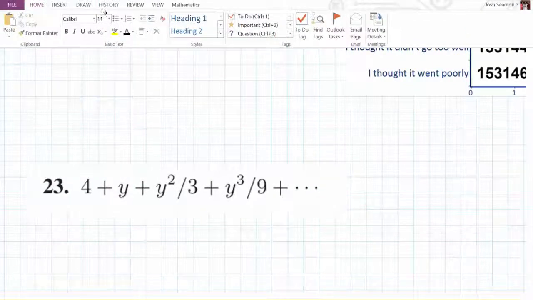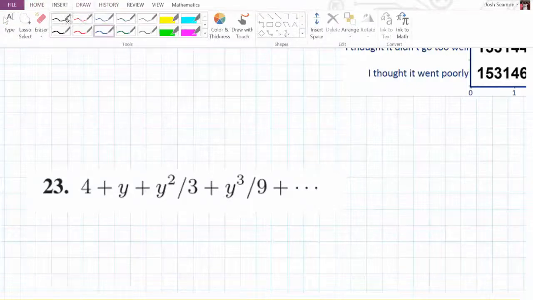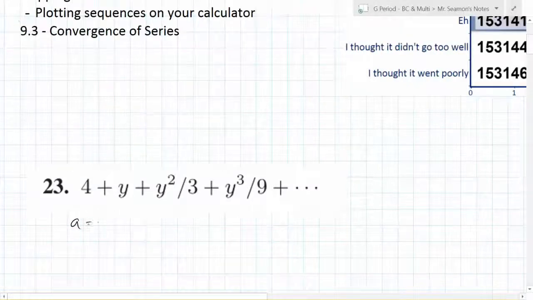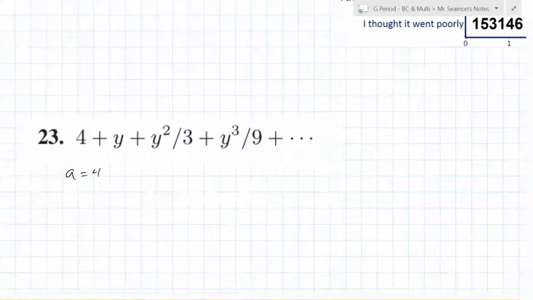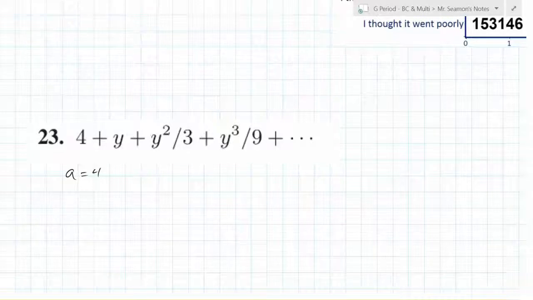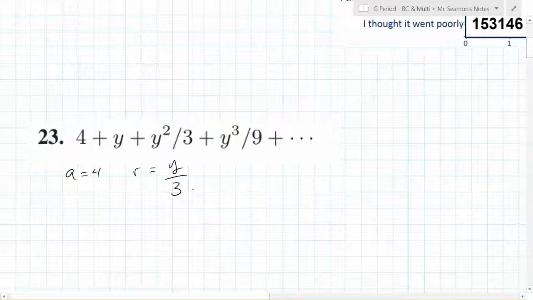Our A value is what? What's the initial value? Someone said it already. Yeah, A is 4. Good. And I know the book likes it. What variable does it like to use for the ratio? It does in some places, but in some of the examples, it uses X as the ratio. I don't know why. That makes no sense whatsoever, right? It's terrible. So let's just say R is, the ratio is, what is it? It's Y over 3.